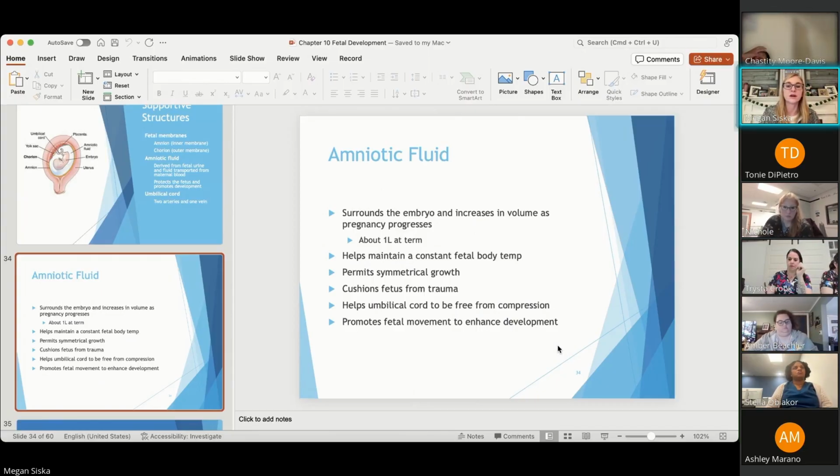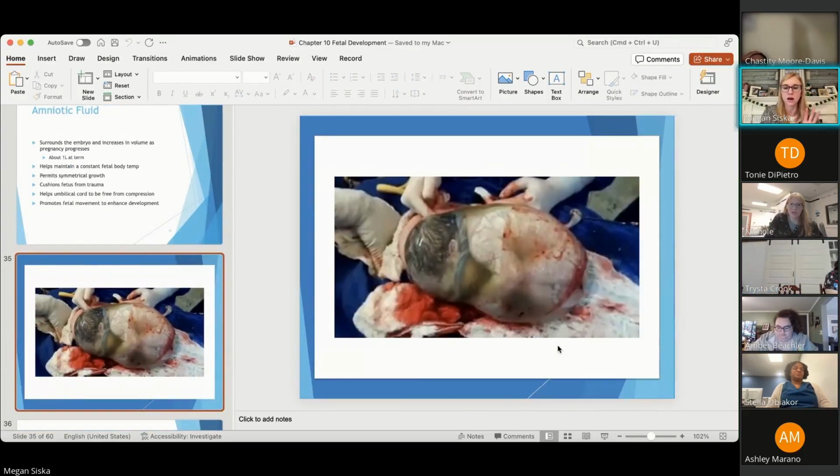It helps permit symmetrical growth. So like I was saying, baby can grow appropriately. It cushions from trauma. So if mom's belly gets bumped or she's laying on her belly, it gives a little bit of cushion there. It helps to keep the umbilical cord free from compression. So we want that umbilical cord to float around as well because we talked about those blood vessels that are in there. And it promotes fetal movement to enhance development. So we need baby to be moving around because it helps them develop their muscles and skeletal system. Okay, I love the picture.